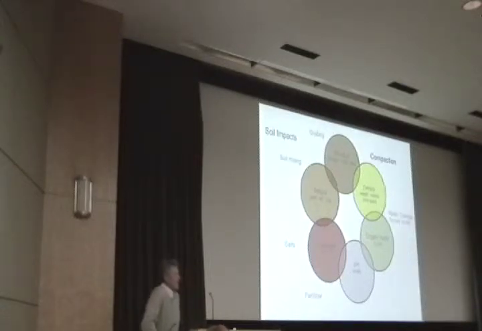Okay, so what are the things that make soils unhealthy? And these are the primary events. Certainly compaction is the biggest single event that happens to destroy the relationships that we're talking about.